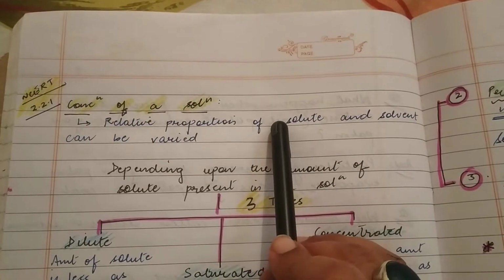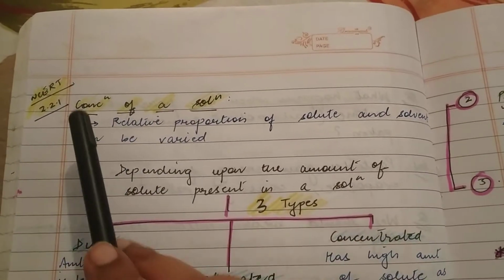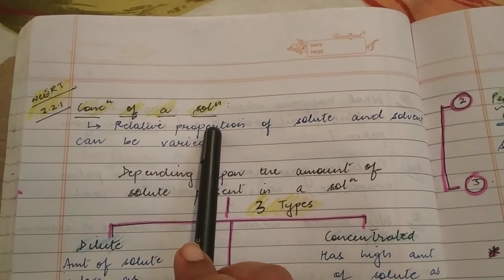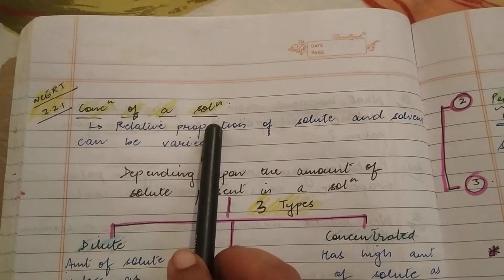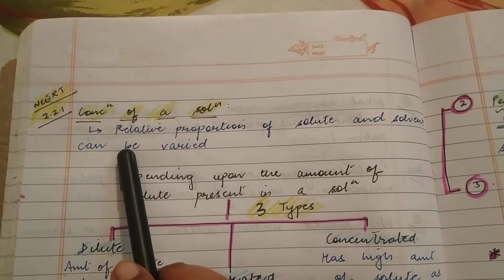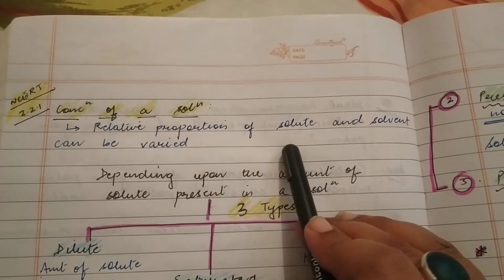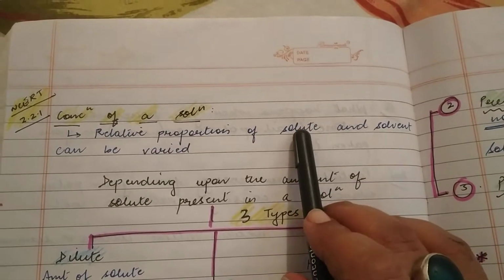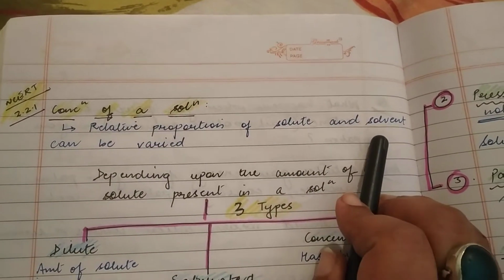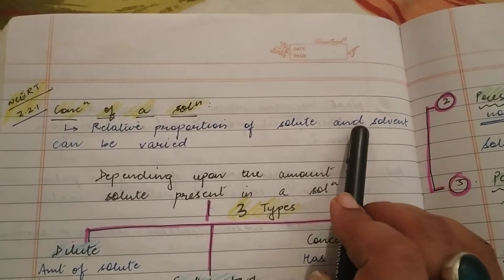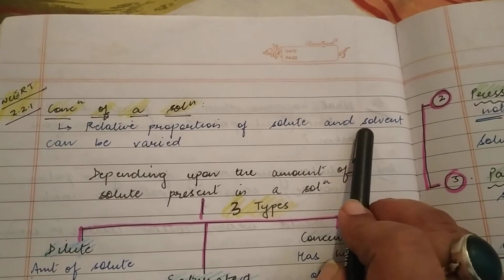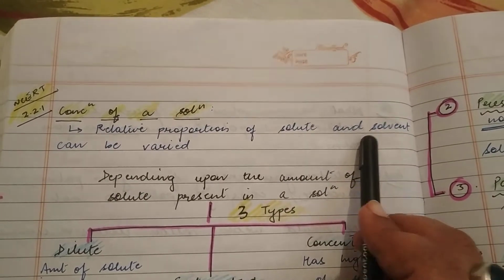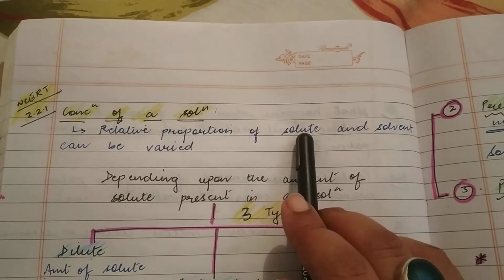Alright, so in this session today I am going to talk about article 2.2.1 in your NCERT, that is concentration of the solution. Concentration of a solution means we are going to talk about the relative proportion of a solute and a solvent. We know that a solution is made up of a solute and a solvent. Solute is a substance that dissolves in a solvent. Now this proportion, the proportion in which a solute and a solvent are mixed, can be varied. You can have a larger amount of solute as compared to the solvent. You can have a larger amount of solvent as compared to the solute.